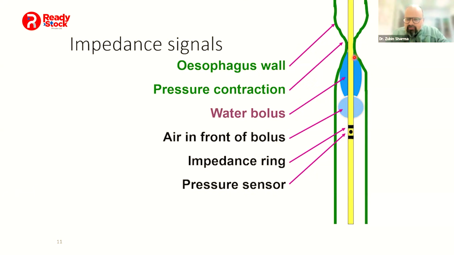When we are eating something, what happens? There is air in front of the bolus, this sky blue rounded structure. Behind that is the water or the food that we have eaten. And behind that is the esophagus wall, the green one, which is contracting to push the water or the food down. Okay, that's how a normal swallow works.